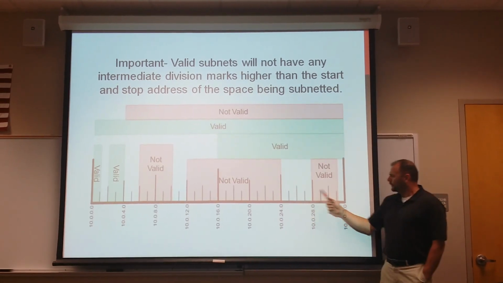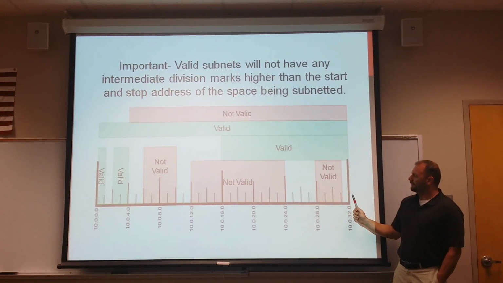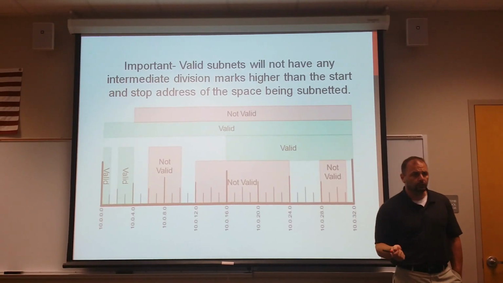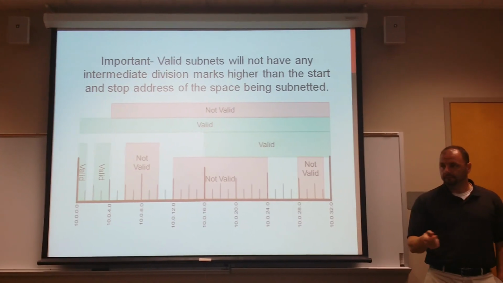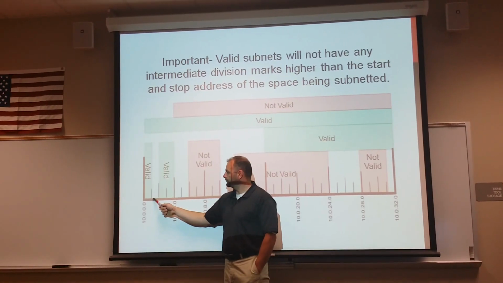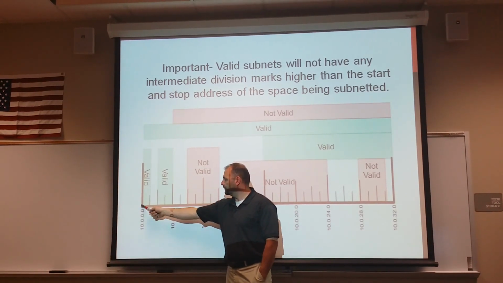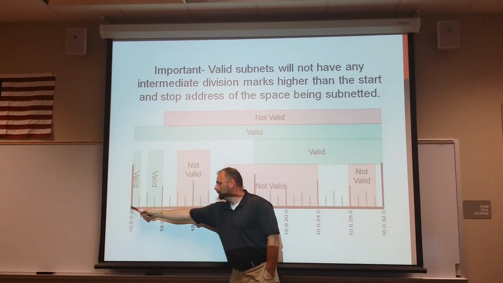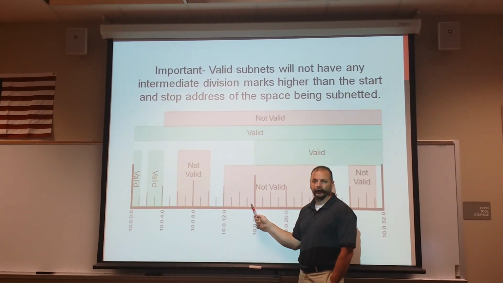So, when we're using our ruler, the important thing to remember is the start and the stop have to be the longest two in our subnet. So if we remember before, this was 1, that's true. Here to here, that's true. Here to here, that's true. Here to here, that was true. Here to half, that was true.